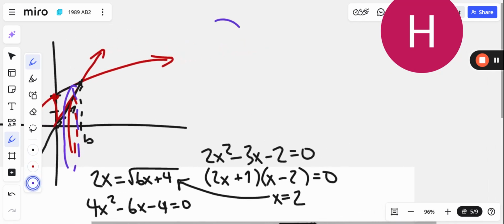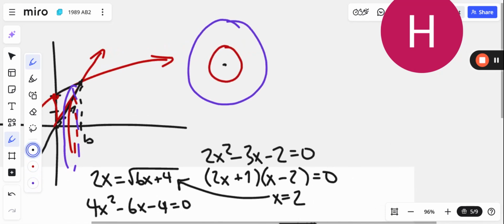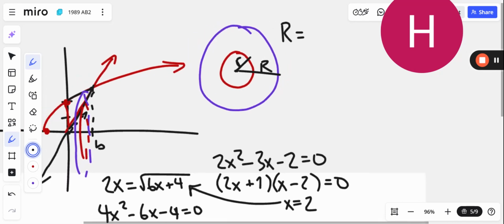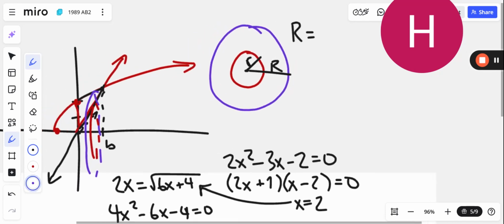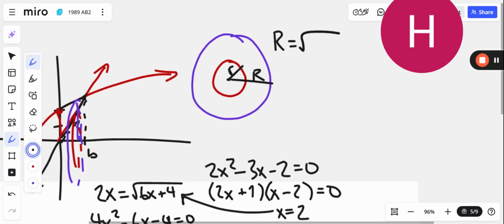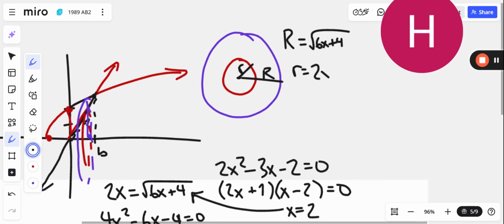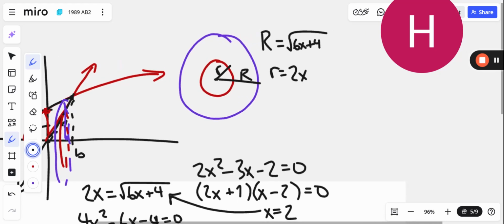So if we take a look at those cross-sectional areas, where the center is the x-axis, this distance is little r, and this distance is big R. Now the big R is going to be the distance from the axis to the furthest boundary. So that's from 0 all the way to square root of 6x plus 4. And the smaller radius is going to be simply from 0 to 2x, which is just 2x.